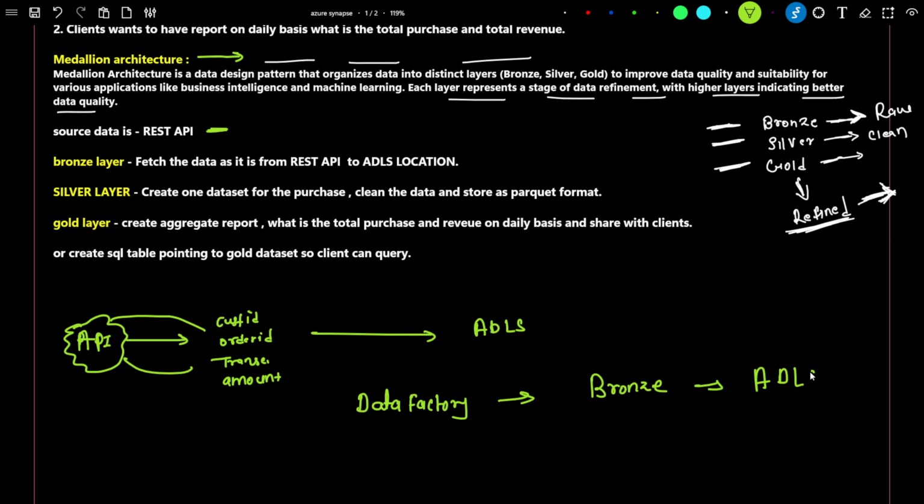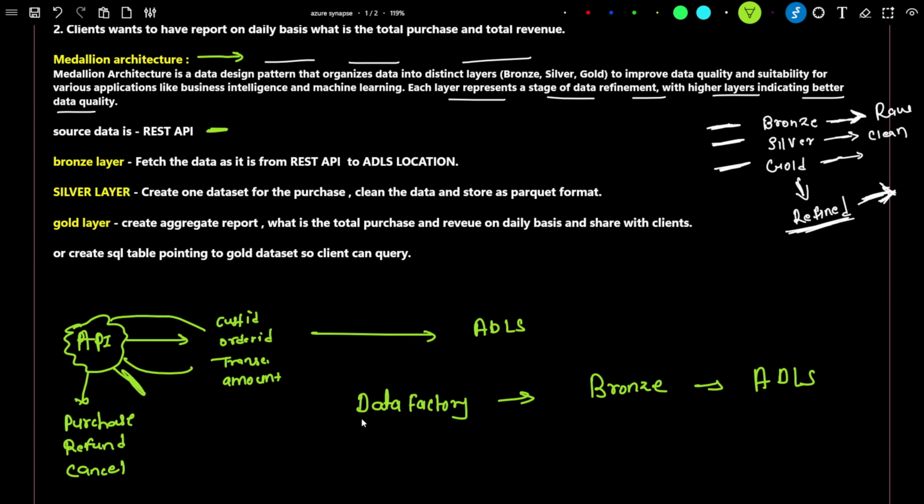Now in this API you are getting data. Suppose any purchase is happening, then you are getting data. Suppose any refund is happening, then you are getting data. Suppose any cancellation is happening, then you are getting data. Every event is coming into this API, and we are capturing that.